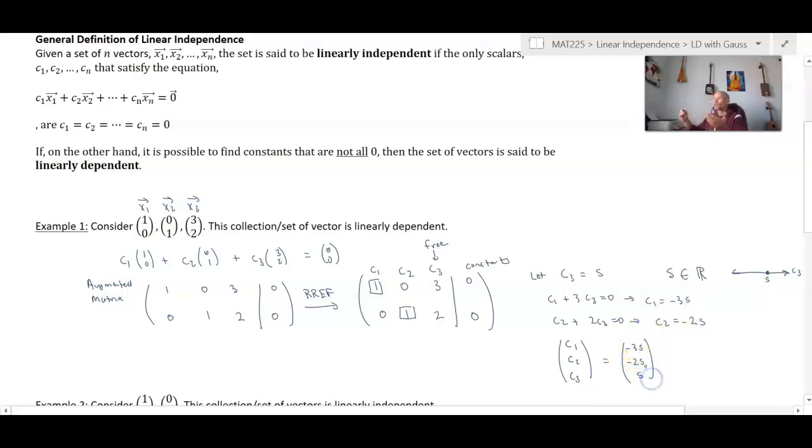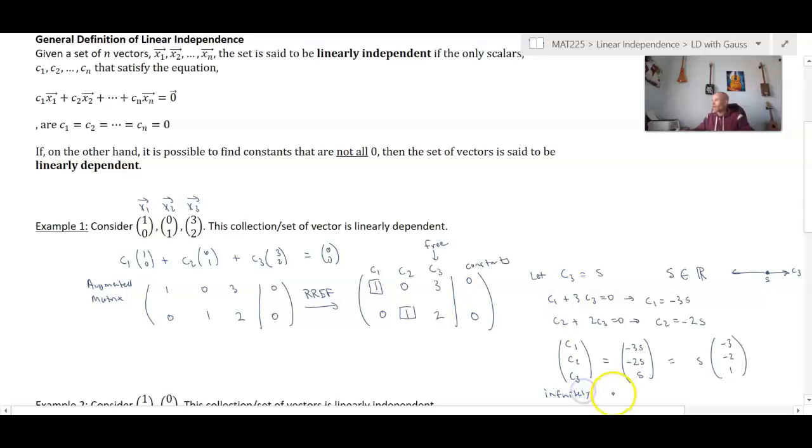Now, this is a homogeneous system, so notice that we do not get a vector of constants. If we broke this up into a constant vector and a parameter vector for S, we would get (0, 0, 0) plus S times (negative 3, negative 2, 1). So let me factor that out to write it in parameterized form. And so what this indicates is that there are infinitely many solutions for C1, C2, and C3.